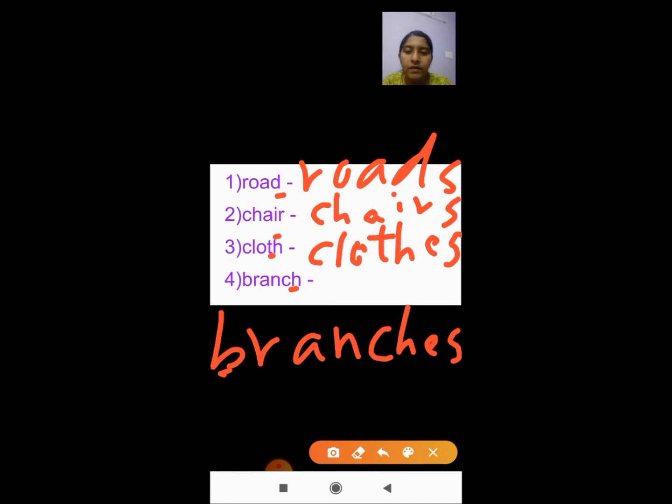Okay, this is the same spelling. Cloth, clothes. And the last one is branch. So you are just seeing an H there, so we are just adding ES to it. Okay. This also you just copy in your notebook and write it down.